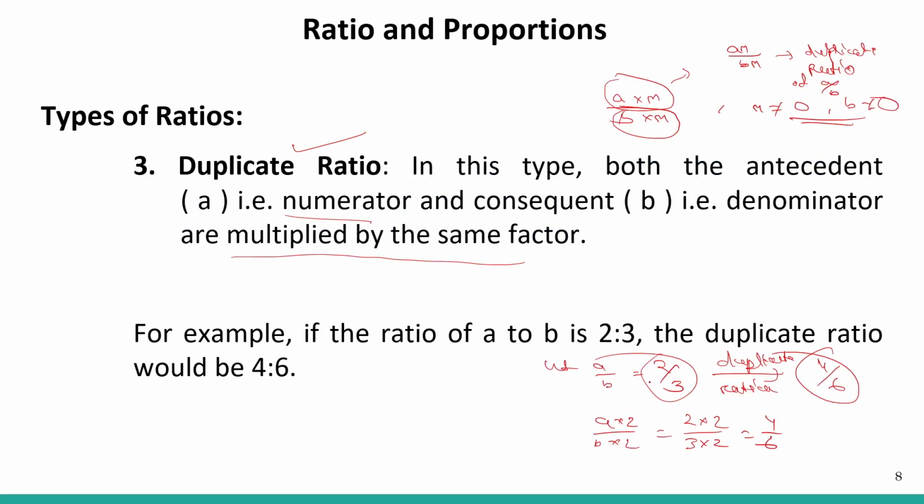So let's see what duplicate ratio is. Duplicate ratio was nothing but, if you are given A by B or A is to B, then you multiply with a non-zero constant, that is M, let's say. So AM is to BM is called the duplicate ratio of A is to B. So we multiply the antecedent or numerator and the consequent, that is the denominator, by the same factor. So for example, 2 by 3 is actually duplicated to 4 by 6. So 4 by 6 is the duplicate of 2 by 3.